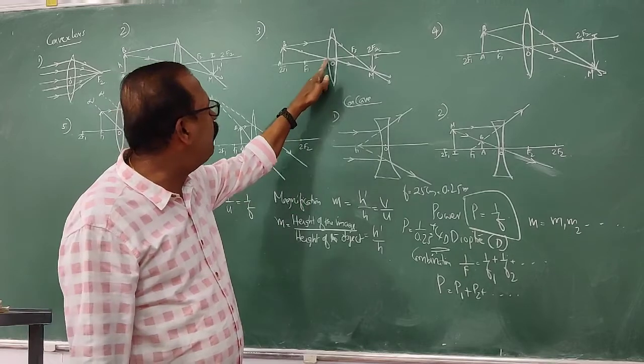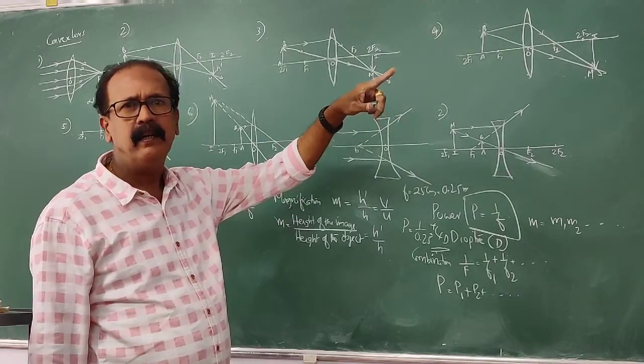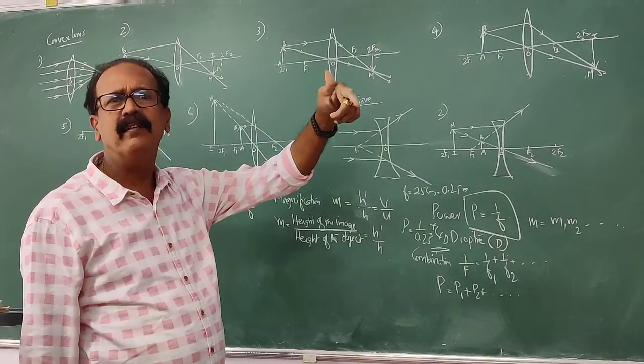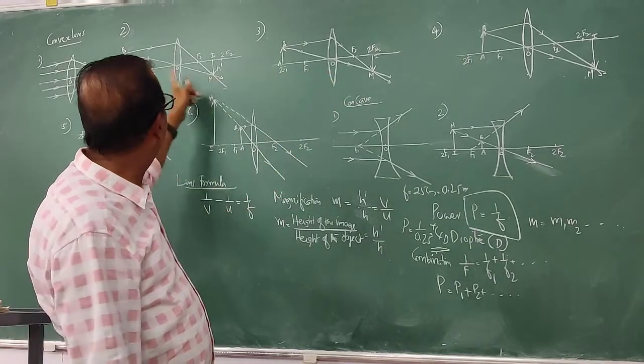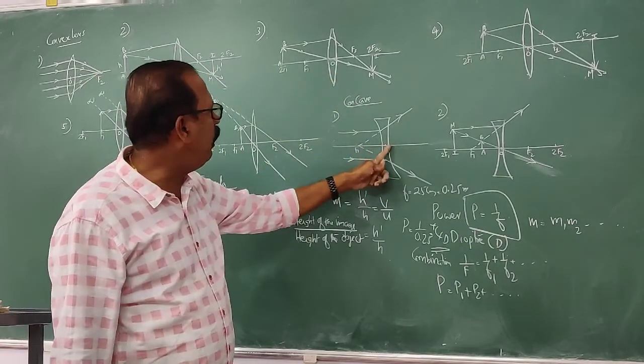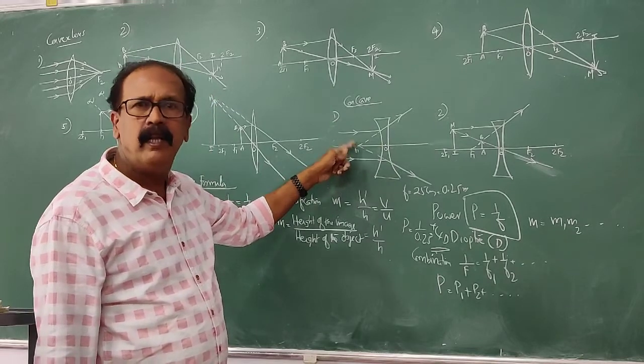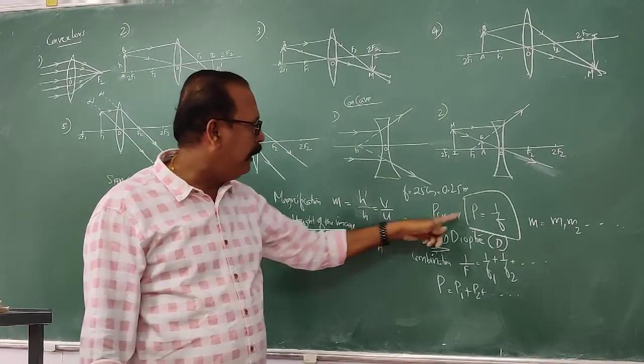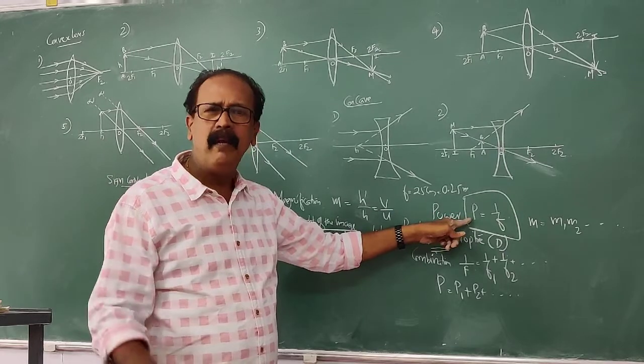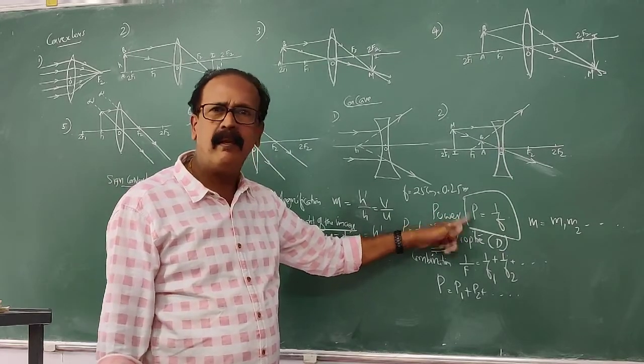Focal length for a convex lens is positive, it's on the right side. We are counting the right side focal length. So, focal length for a convex lens is positive, whereas the focal length of a concave lens is negative. Therefore, power of a convex lens is positive and power of a concave lens is negative.